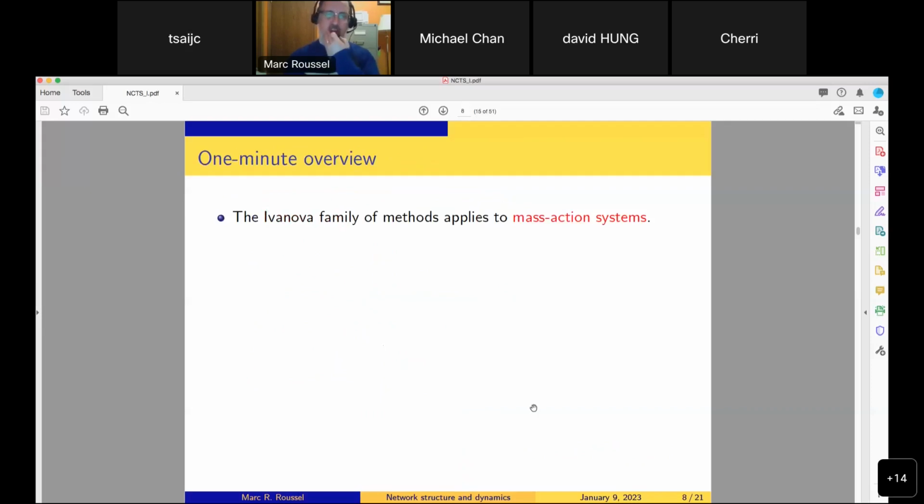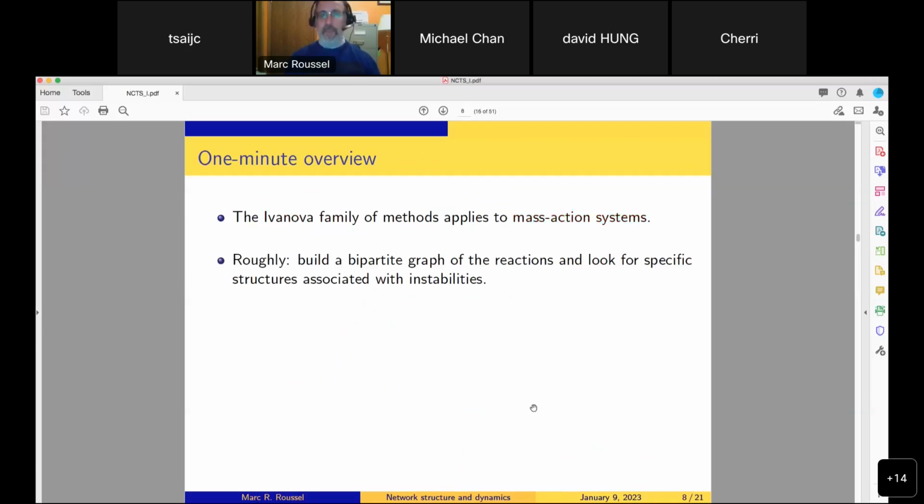So the Ivanova family of methods applies to mass action systems. Now, we can do things for non-mass action models as well, but the nicest version of the theory works with mass action models. Roughly speaking, what you do is you build a bipartite graph of the reaction network, and I'll explain what that means in a few minutes. And you look for specific structures that we know to be associated with instabilities. What we end up with is a single, simple, necessary condition for saddle node bifurcation, so multi-stability.